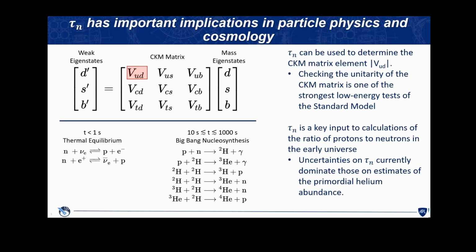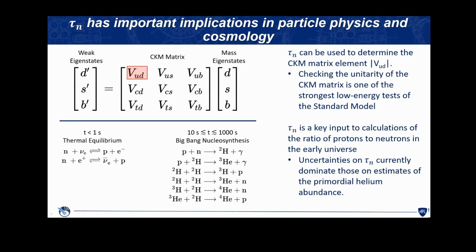The lifetime is also important in cosmology, in calculations of primordial nucleosynthesis. So the reason there is that in the very early universe, the ratio of neutrons to protons is 1 to 1, because the reaction that's shown on the left can proceed either forwards or backwards. But as the universe expands and cools, the backward chain becomes unfavorable, and the ratio of protons to neutrons decreases to about 1/6.